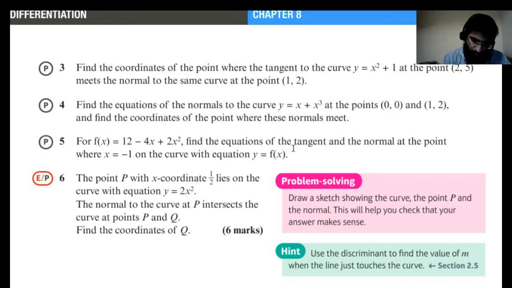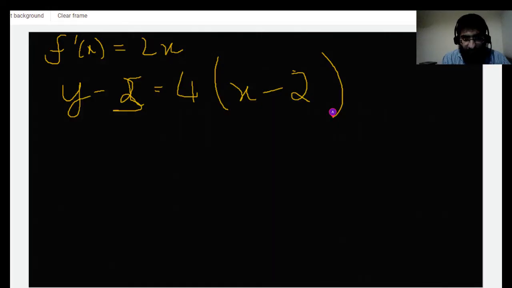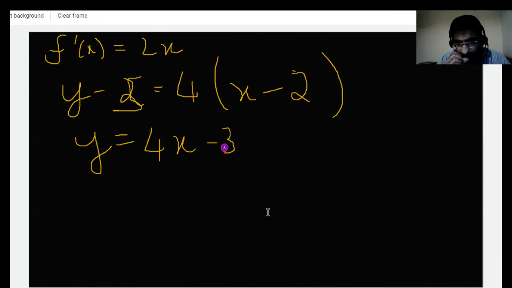It should be y minus 5. So y minus 5 is equal to 4 times x minus 2. Then y is equal to 4x minus 8 plus 5, which is 4x minus 3. This is the equation of the tangent.